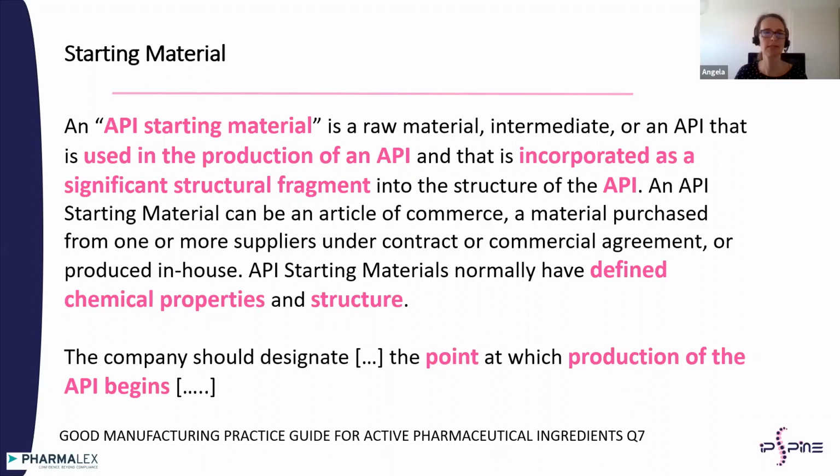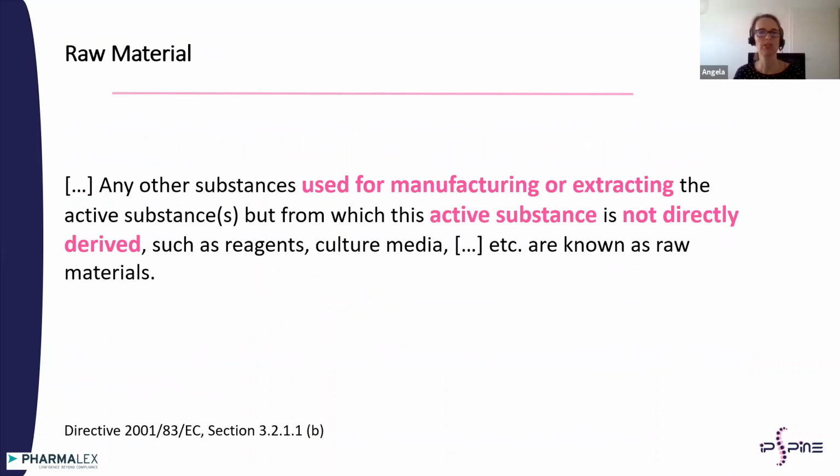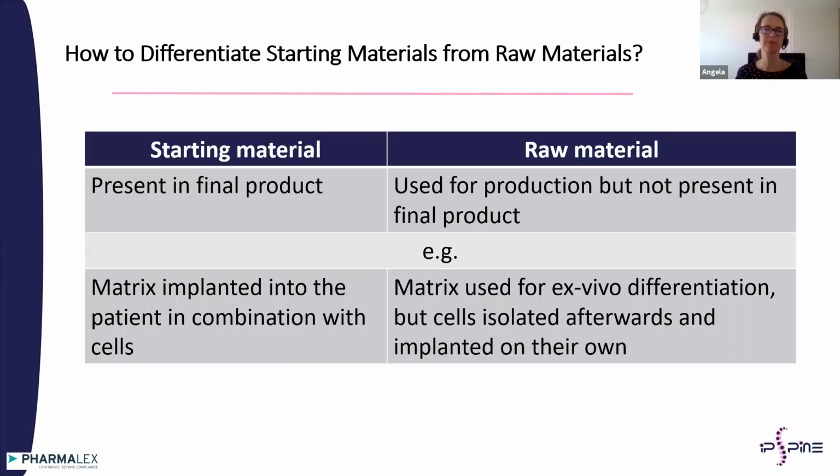This is in contrast to the raw material, which is used in manufacturing or extracting of the active substance, but from which the active substance is not directly derived, such as media, cell culture, reagents, and so on. They've been in contact with the active substance. They may also be present in traces in the end, but they are not part of the active substance later on. So if we want to differentiate these two terms against each other, as already said, the starting material is present in the final product, while the raw material is not.